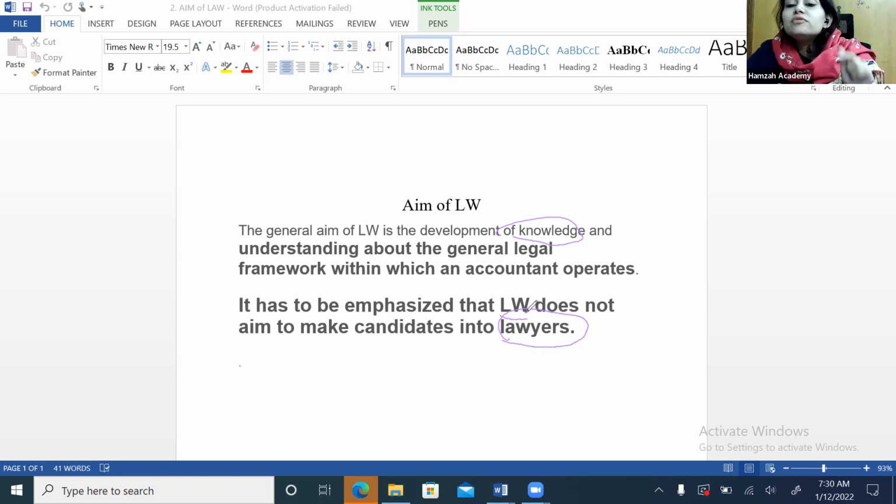The objective of this paper is not to become lawyers, but to have an understanding of legal framework. What is that? The understanding of the general legal framework within which an accountant operates. Are you with me? You all are with me? Okay, I have made myself clear.